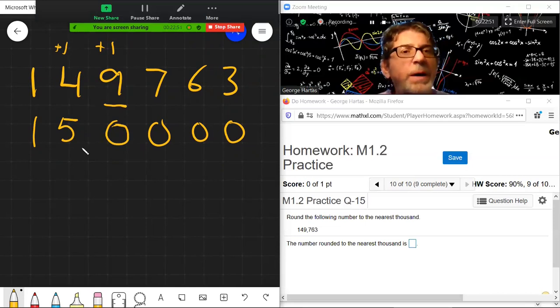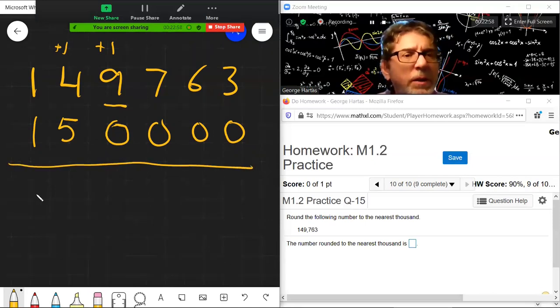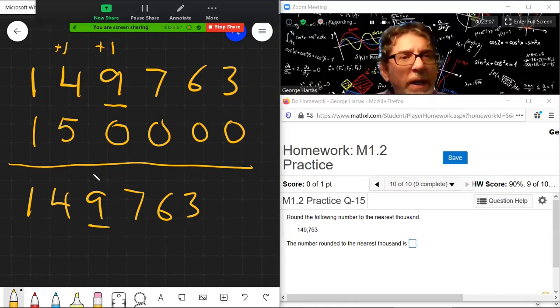Now, another way you can think about it is this. Let's take this part here again. Now we know we gotta add 1 to the 9. Another way to think about it is this. Whenever you have a 9 here where you're rounding, you can look at the next digit to the left and think of this as 49, right? 49. Just think of it as 49.